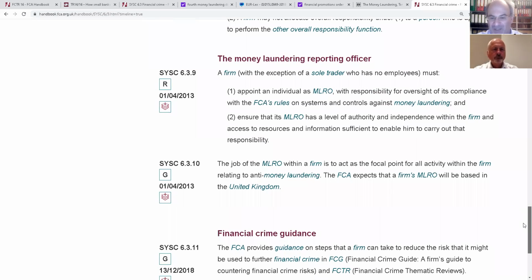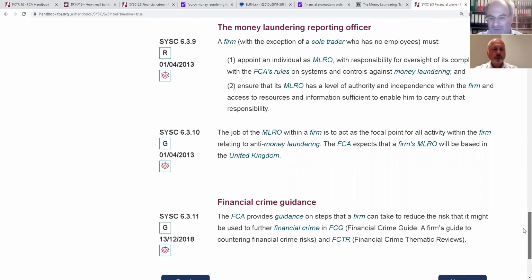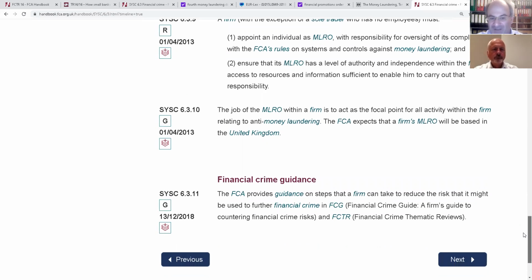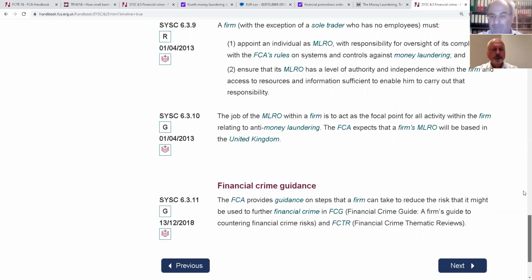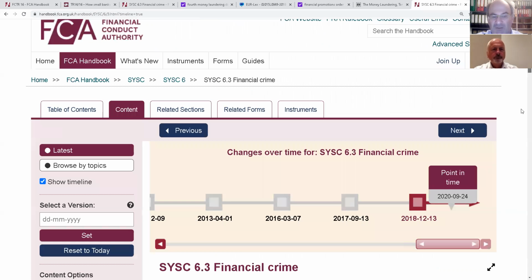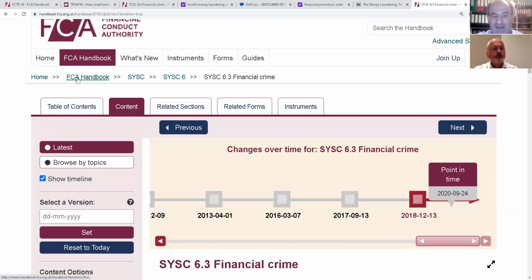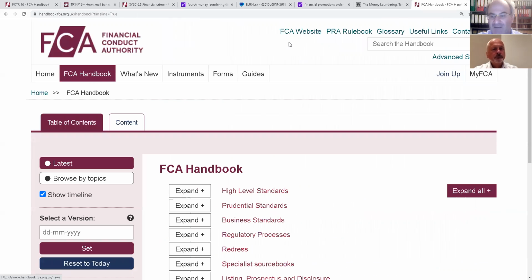What is far more significant, perhaps, is the reference at the bottom of the page in SYSC 6.3.11 to the various financial crime guidance. This used to be a single document called FC. You can see it's now called FCG and FCTR. We better go and look at them, because they will complete our FCA handbook understanding of the subject.